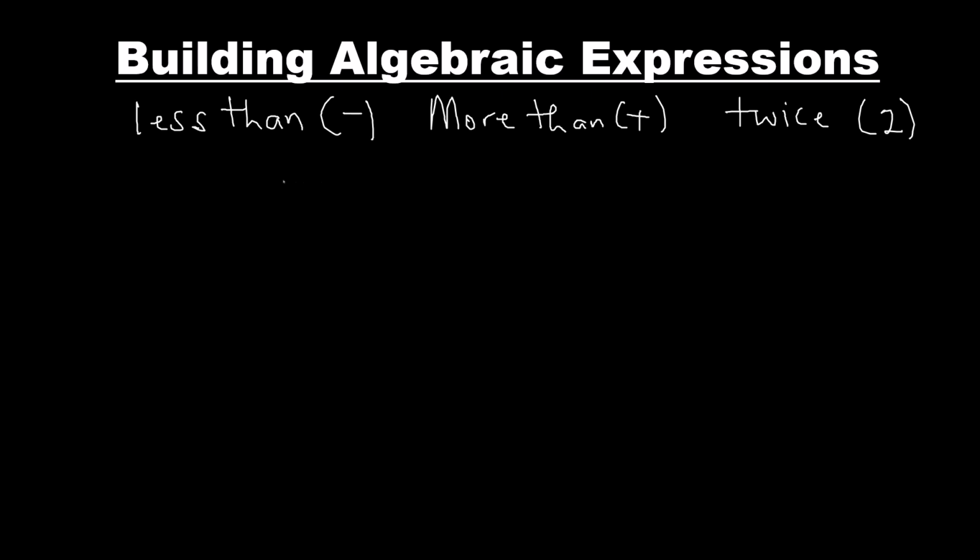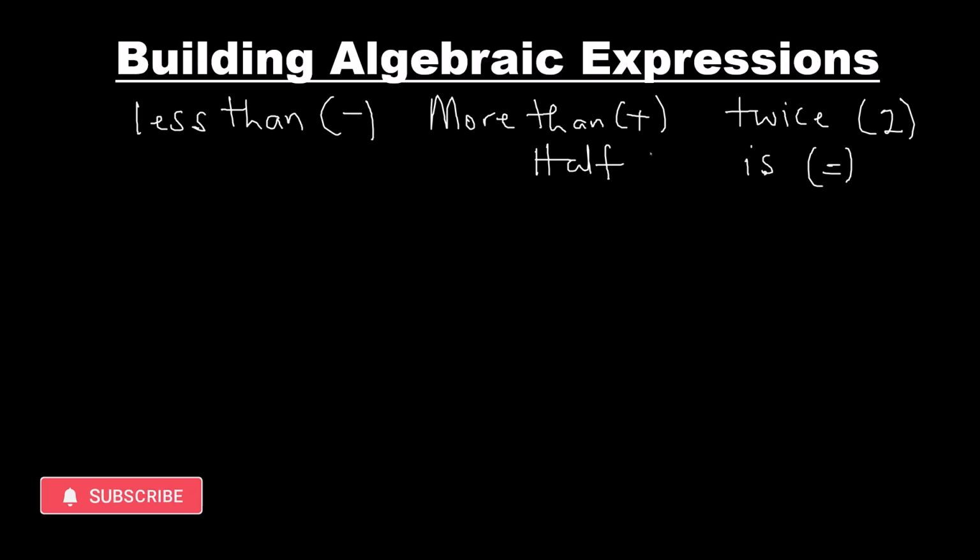The next thing you also have to keep in mind is that when you see the word "is," it means equal to. For example, if I say 3 plus 2 is 5, the "is" there is the same as saying 3 plus 2 equals 5. So these few statements have to be kept in mind. And the next one is "half." Half means you divide by 2.